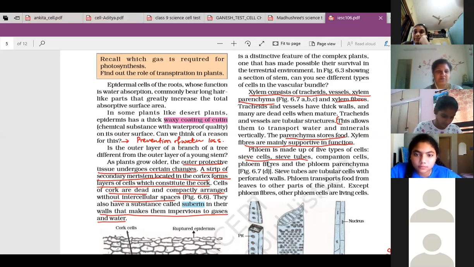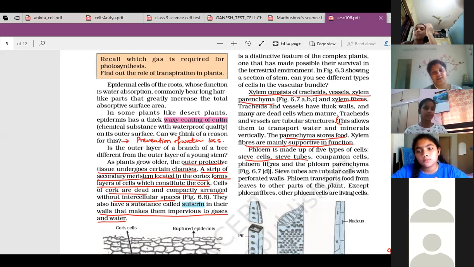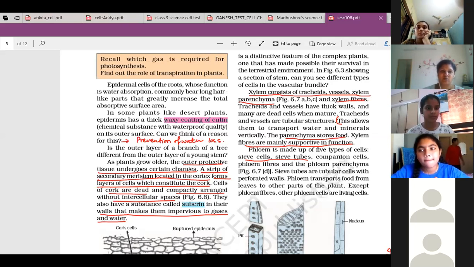Sieve cell, just like our sieve, a net. The movement is downwards. It is the sieve that we use for draining tea, coffee. That net-like structure is the sieve. So sieve cells have that net-like structure, with holes present in it. Due to the presence of pores, holes, the movement is done.